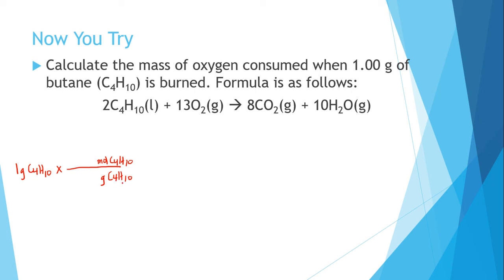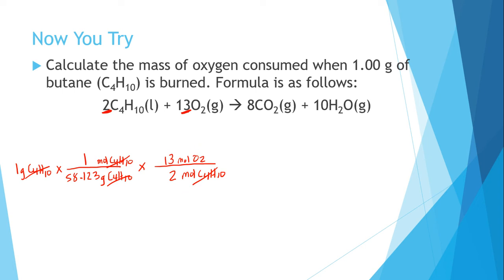So if I find the molar mass of this formula, you're going to get 58.123 for every 1 mole. This allows me to cancel my grams. Now that I have it in moles, we can use our mole ratio. So for moles of C4H10, in my formula, I have 2 of them. I want to get to oxygen, which is right over here. So oxygen's 13. So this cancels out my moles of my butane.